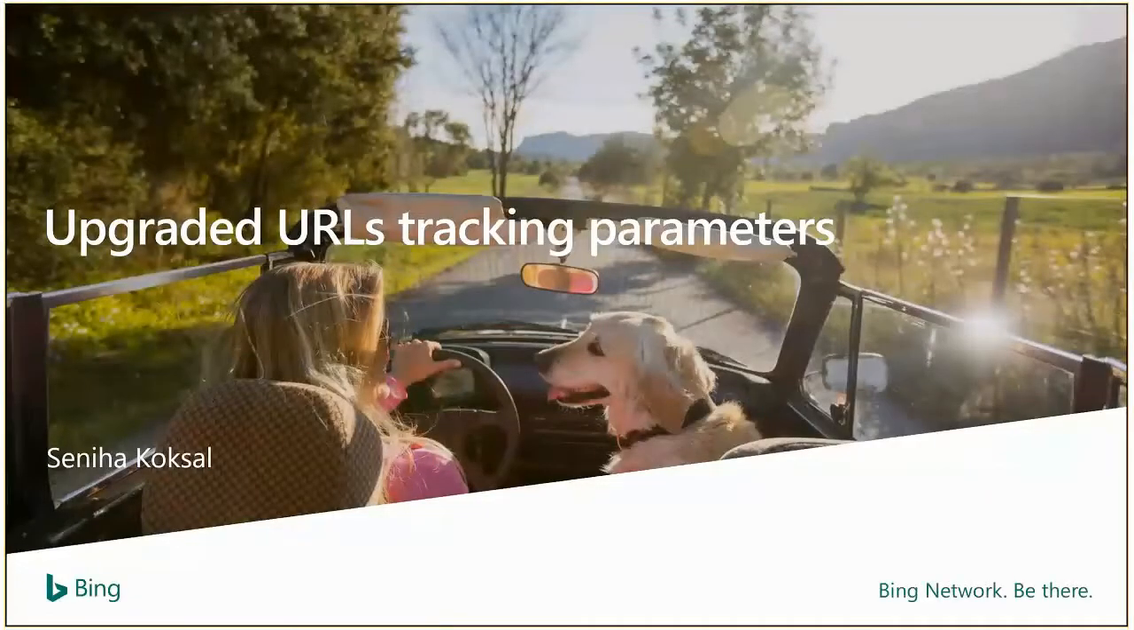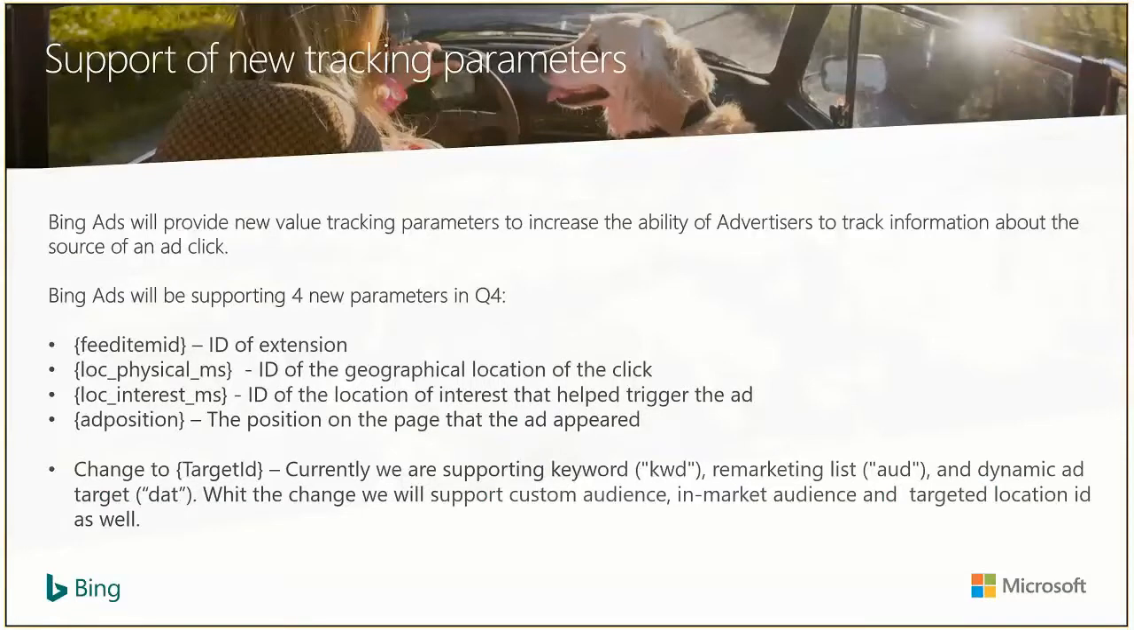So, about upgraded URLs and tracking parameters. Right now we already support tracking parameters, and we are adding 4 new ones, since Google already supports these tracking parameters. We will add them to our tracking parameters too. What are they? They are feed ID, the ID of an extension; location physical, the ID of the geographical location of the click; location interest, the ID of the location of interest that helped trigger the ad; and ad position, which is the position on the page where the ad appeared.